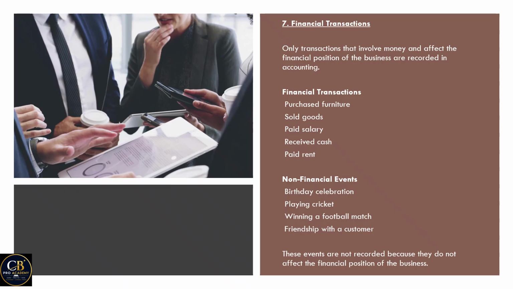Financial transactions. Only transactions that involve money and affect the financial position of a business are recorded in accounting. Financial transactions include purchase of furniture. If you are purchasing furniture, you are paying cash, which means it involves a financial activity. Selling goods is a financial transaction because you are earning money. Paying a salary to your employee is an expense to you. That's why it's a financial transaction.